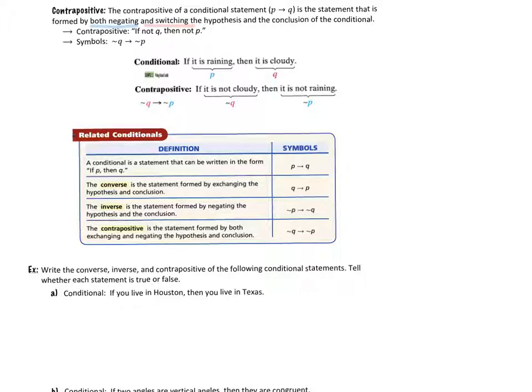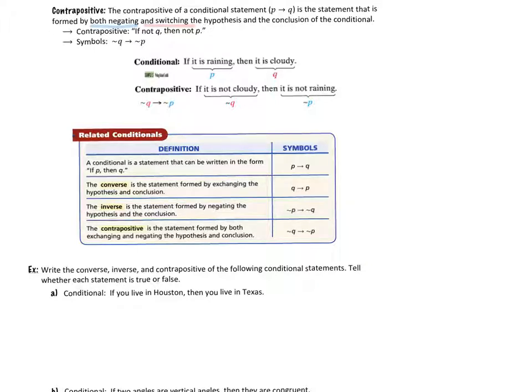So in summary, a conditional is any statement that's written in the form if, then. Okay? We're going to go if P, then Q to talk about the rest of them. The converse exchanges the hypothesis and conclusion. So it switches the order. Okay? You haven't changed any of the statements, you just converted the order.